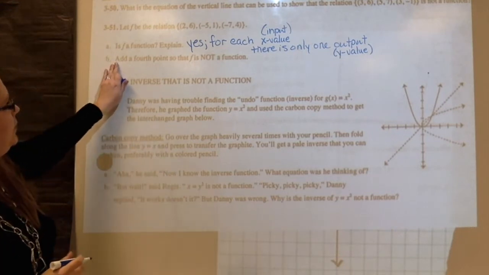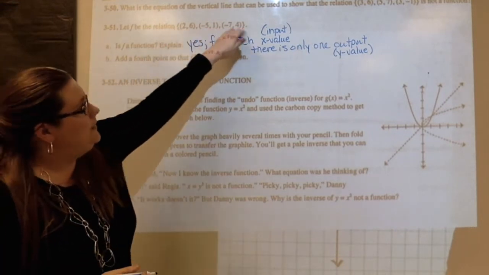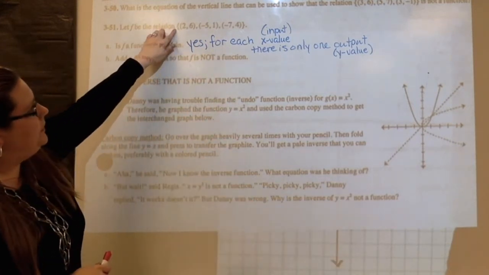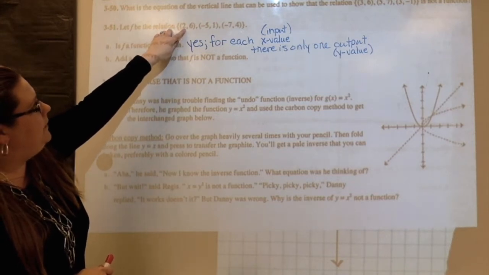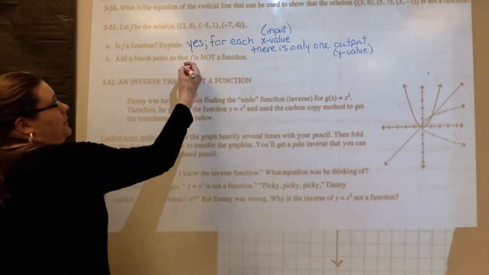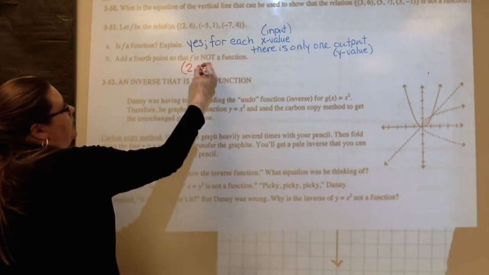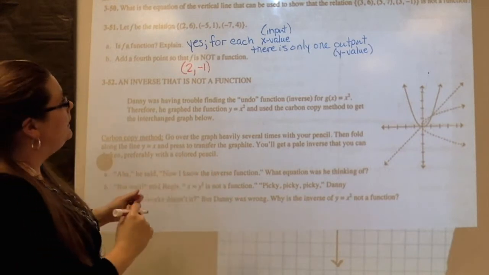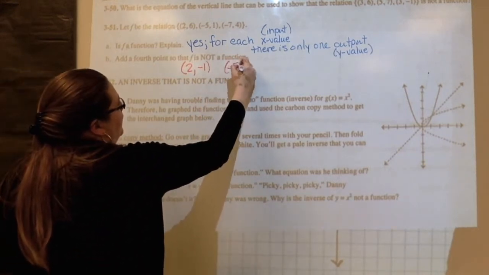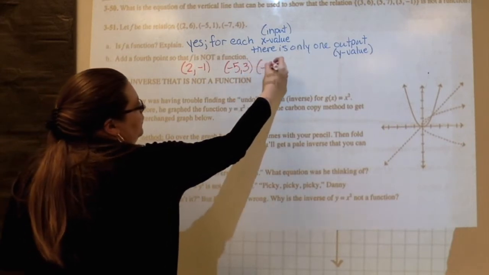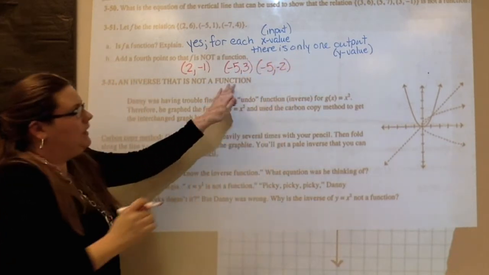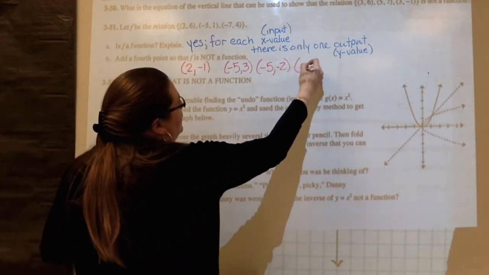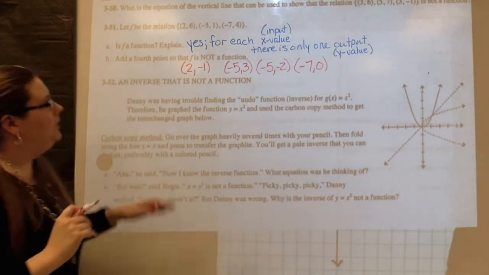All right, now part B asks you to add a 4th point so that this is not a function. So if we had another point in this set of points that had the same x value but a different y value, for instance, if we had the point (2, -1), or (2, 5), or (2, 100), or (2, anything), or if we had the point (-5, 3), or (-5, -2), or any y value for -5, in addition to the one that's already here, or if we had (-7, 0), hopefully you get the point.